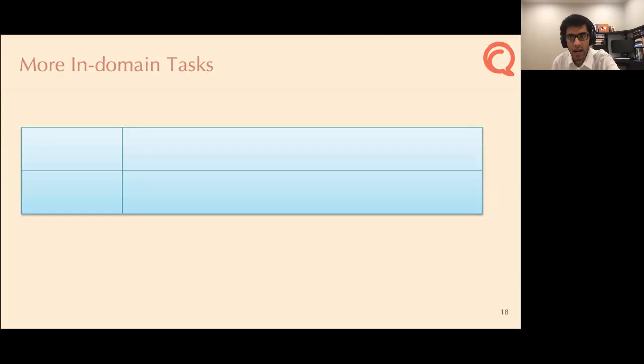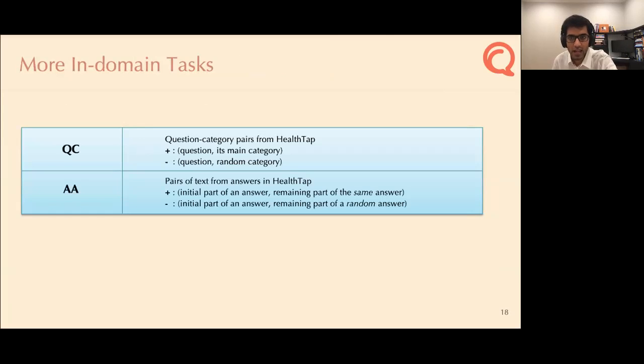A natural question to ask is whether we could have replaced the QA task with any in-domain task. To answer this, we create two more in-domain pre-training tasks. In QC, a question along with its category forms a positive, while a question with a random category forms a negative. In the second task that we call AA, the initial part of an answer and the rest of the same answer forms a positive pair, while the initial part of an answer with the last part of a random answer forms a negative pair. Let's see how these tasks perform.